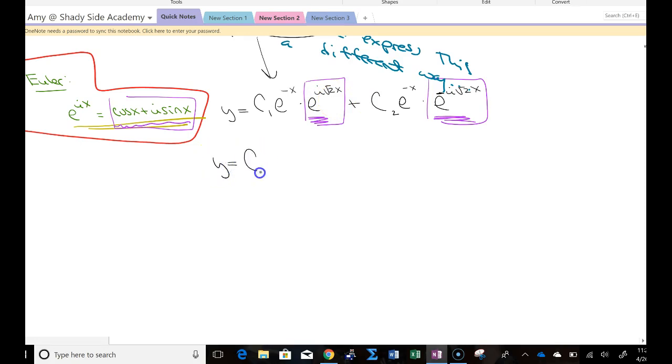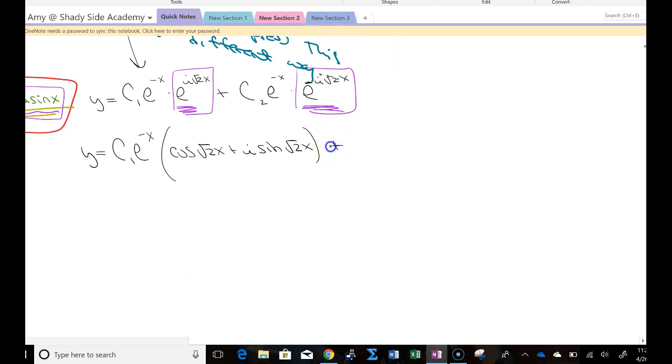y equals C1 e to the negative x times cosine of root 2x plus i sine of root 2x. Everyone good? Plus C2, and if we just hang tight with me here, please. The result is so worth it, I promise. Minus i sine root 2x. Everyone okay?